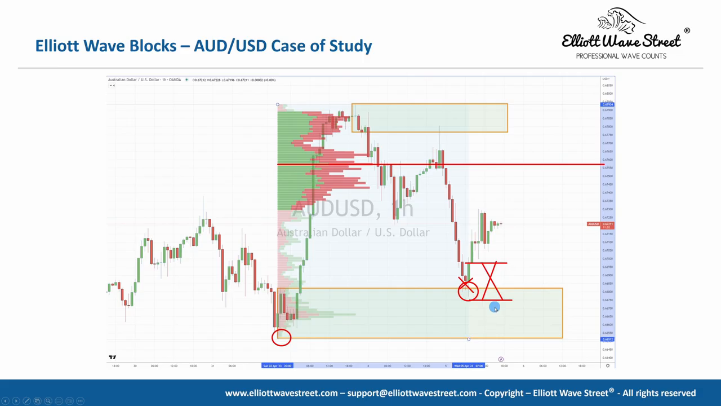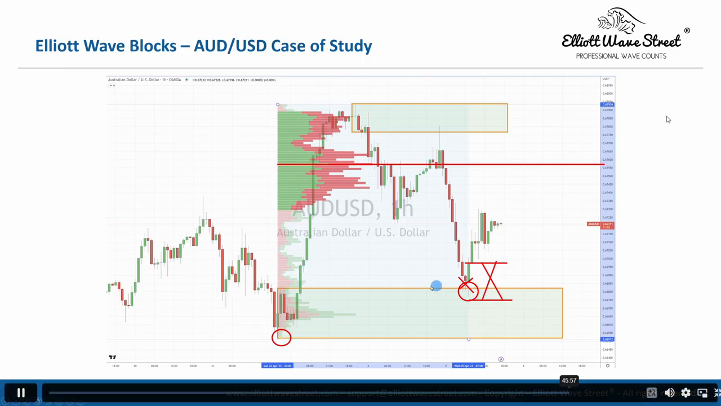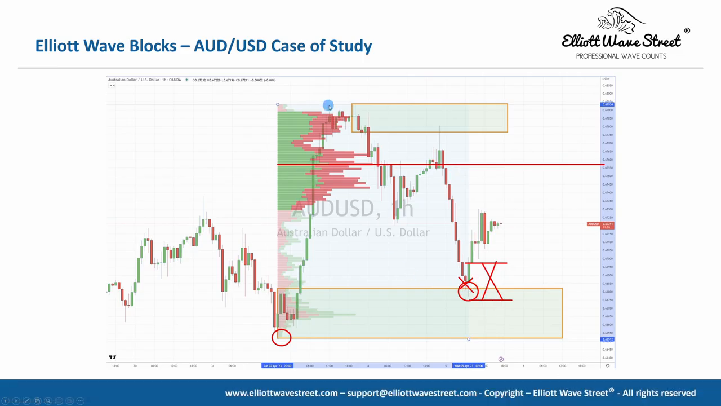Hey, volume profile, do you consider this is a good trade? Let me check my data. Let me organize the data set. Let me find the fair price. Yep, this is the point of control. This is the POC, point of control.